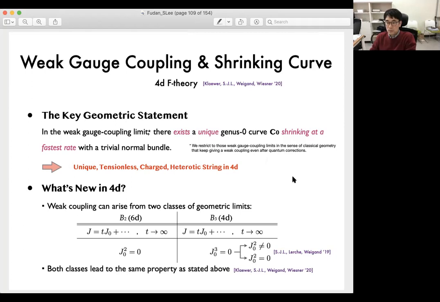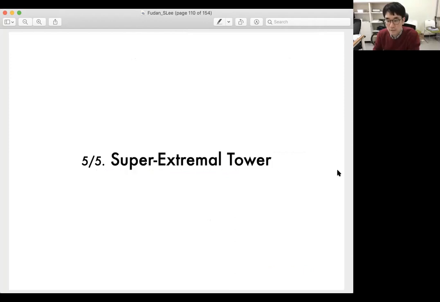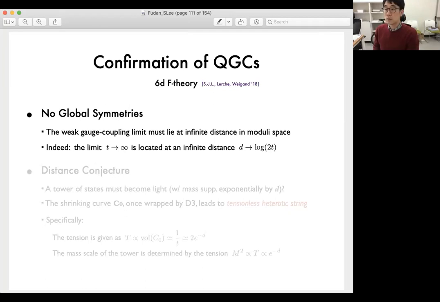So now, as Ichiro was asking, what can we say about the quantum gravity constraint and in particular about the super-extremal particles as predicted by the weak gravity conjecture? Again, let's start with the 6D situation. Firstly, having characterized the weak gauge coupling limits in the moduli space, we can now compute the moduli space distance D to the limiting regime. The result of this exercise is that the distance D behaves as log of 2T, where T, once again, was the large parameter that appeared in the Kähler form expansion. And this indeed goes to infinity in the limit.